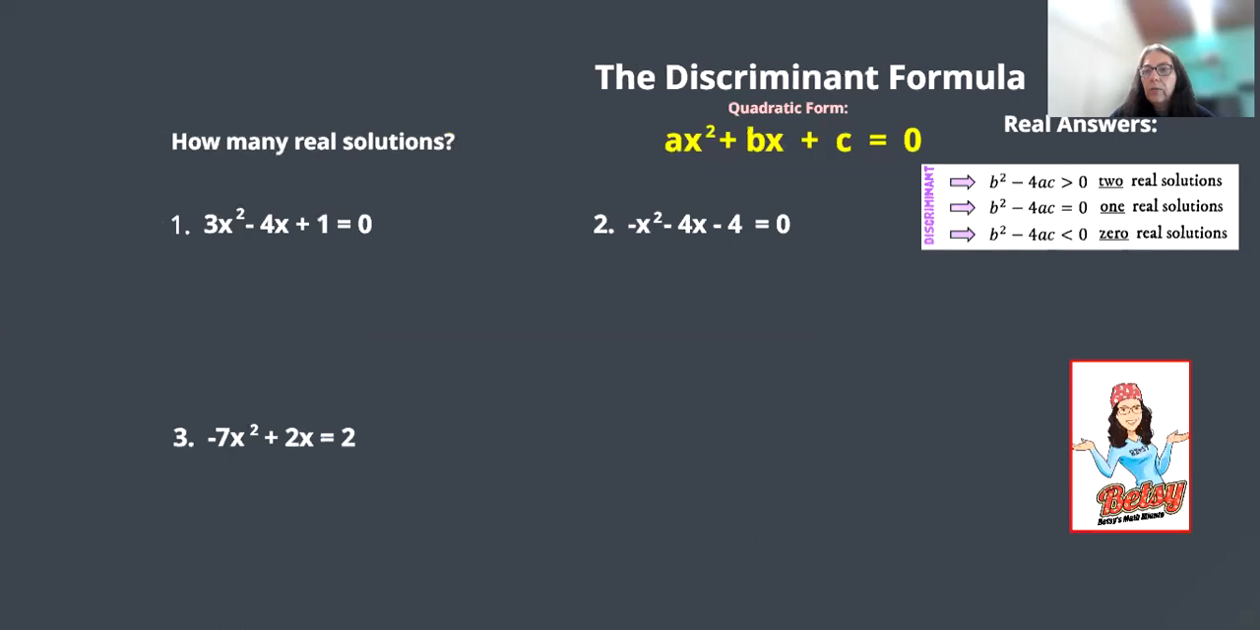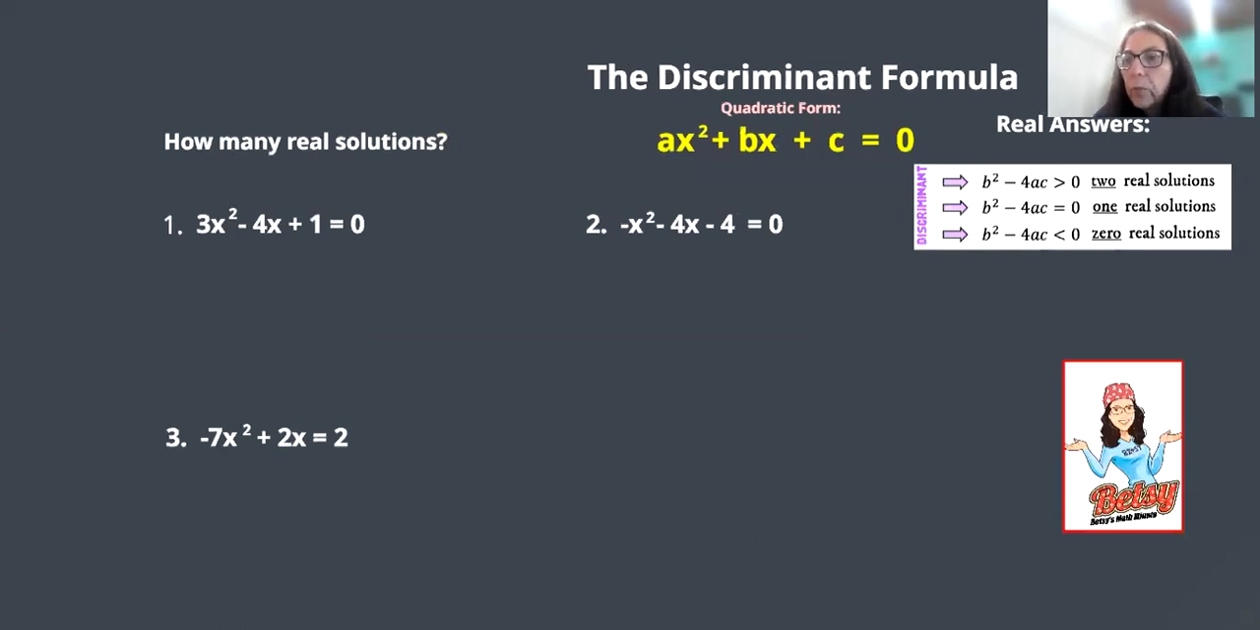All right. So I want to know how many real solutions each of these equations will have. And the real solutions, again, if you graph the parabola and it crosses the x-axis, those x-intercepts are the solutions. If it doesn't cross the x-axis, there are no solutions. All right, so let's take a look here.